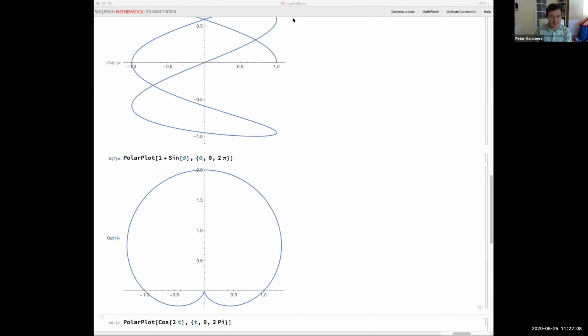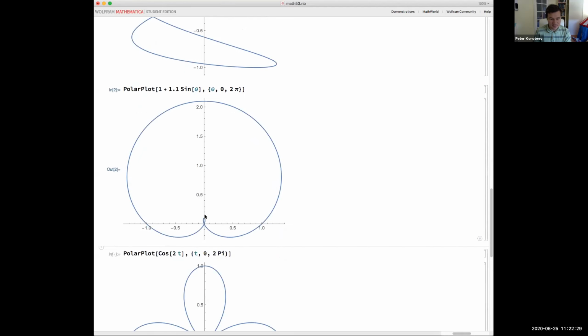You can change some parameters here. For example, you can add some numbers here, right? So, for example, I put some number, say 1.1. Say change it a little bit. So see here, instead of the cusp, we have this little self-intersection here. It's like a swallowtail picture. And you can see as we increase that, the size of the swallowtail thing becomes bigger and bigger.